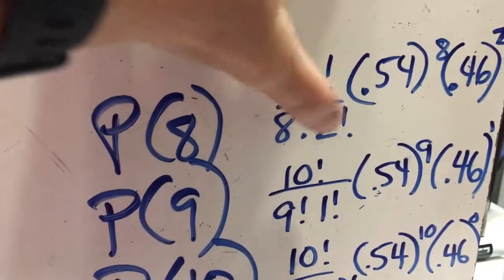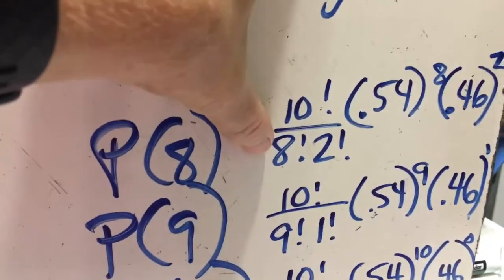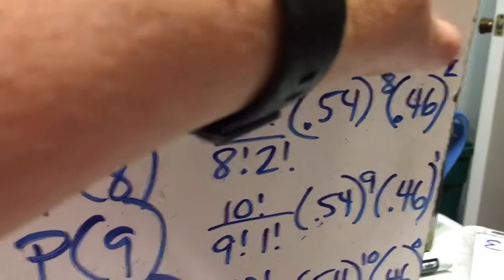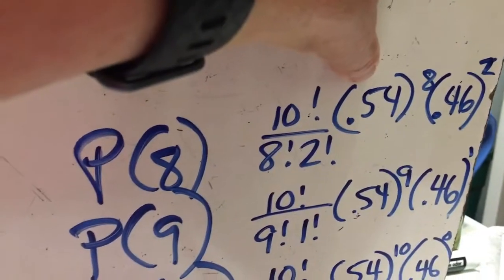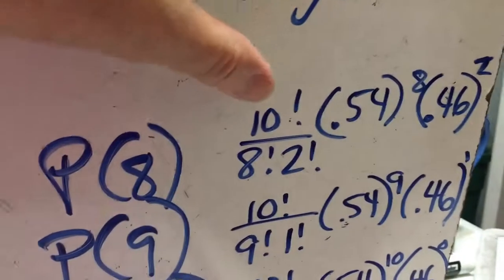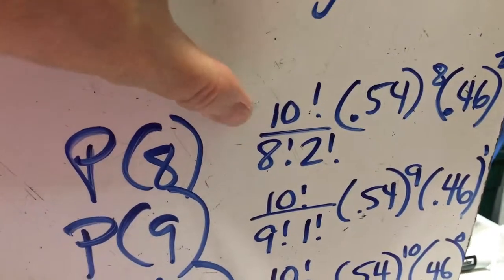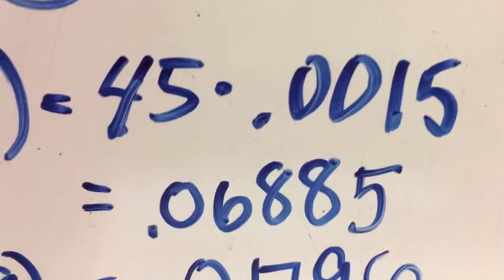So we put the 8, and then these 2 numbers on the bottom always add to the 10. These are the same numbers that you use over here as the exponents to your success, 8, and then failure to the second power. So when we do all of that, that gives us the probability of 8, and the probability of 8 is over here.